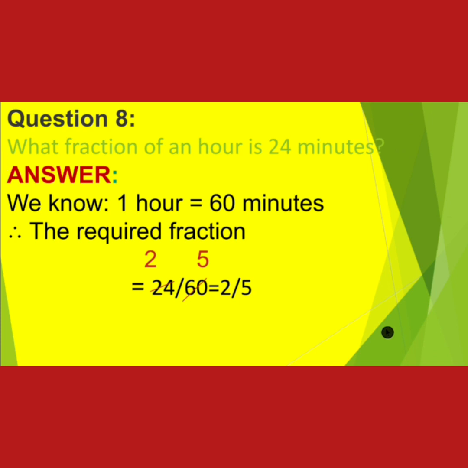Question number 8 is: what fraction of an hour is 24 minutes? We know that 1 hour is 60 minutes. So the required fraction is 24 upon 60. Cancelling out, 12 times 2 is 24 and 12 times 5 is 60. So 2 upon 5. The required fraction is 2 upon 5. The fraction of an hour that is 24 minutes is 2 upon 5.